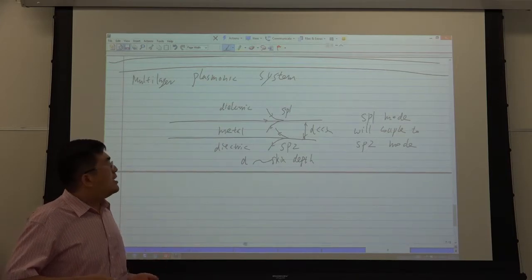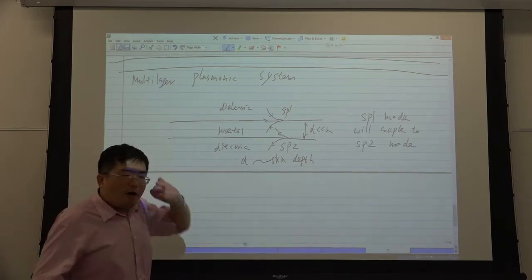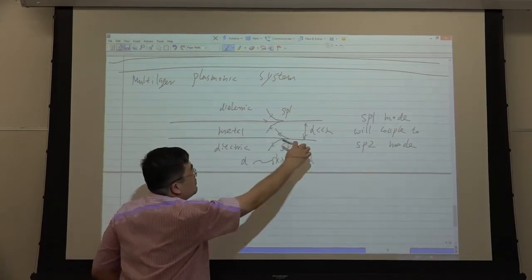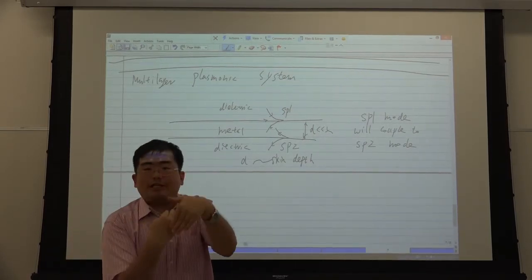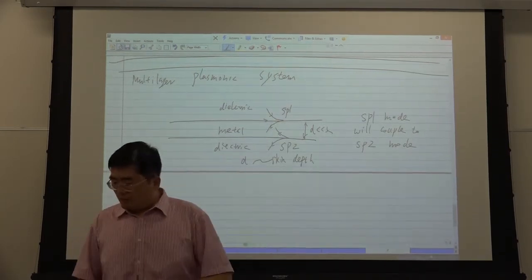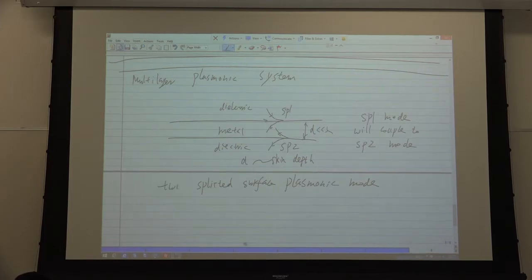For silver, it is typically about 100 nanometers. So if the thickness is smaller than 100 nanometers, the wave from the top interface and the wave from the bottom interface can interfere, because they cannot decay to zero. When they interact with each other, they split into two resonance frequencies. This is the basic idea. So there will be two split surface plasmon modes.